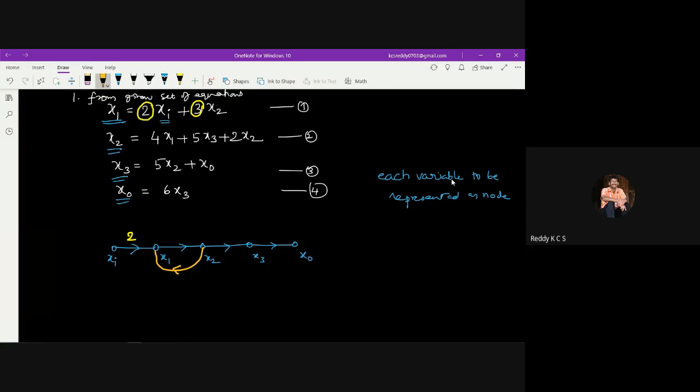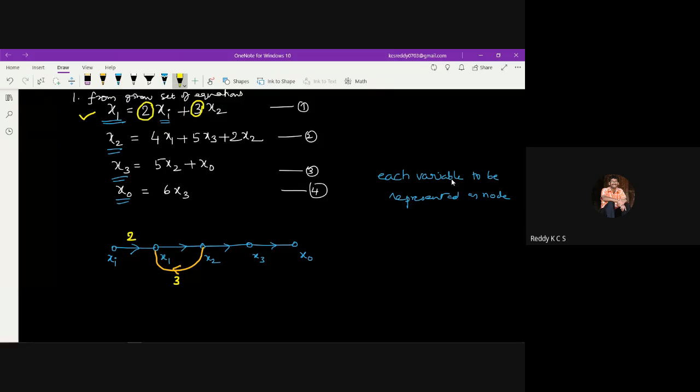So x1 can be written as 2 into xi plus 3 into x2. So I can write the branch transfer function of this as 3 into x2 plus 2 into xi, which will give the x1 value. That is how we can represent it. Similarly, now the first one is over, then coming to the second one.